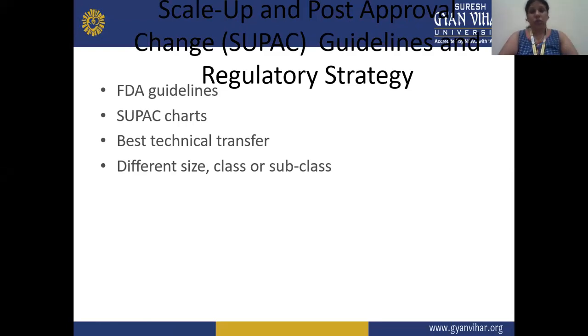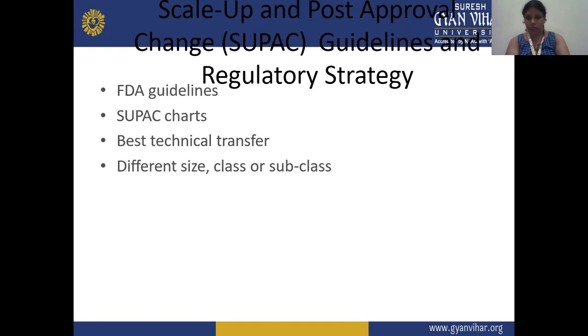Okay. So the next thing is related to scale up and post approval changes. SUPAC, we have already discussed the SUPAC guideline in our pilot plant scale up also. SUPAC is related to scale up and post approval changes, guidance and regulatory strategies. So what are the guidelines basically related to technology transfer?